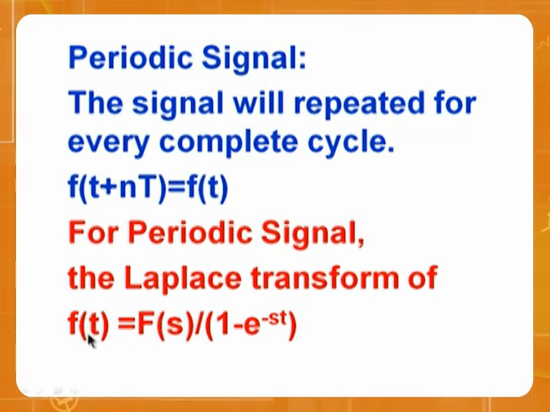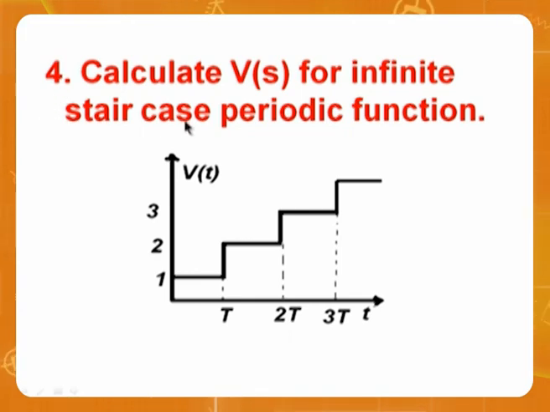For example, if you want the Laplace transform of any periodic function, take F of s by 1 minus e power minus sT. For every function, the factor 1 minus e power minus sT has to be included. By including this factor, every time you will get a periodic function. So whenever there is a periodic function, calculate for the ordinary, simple, non-periodic signal that you repeat. For that reason, F of s by 1 minus e power minus sT is used. So that is the meaning here. Now calculate V of s for an infinite staircase periodic function.